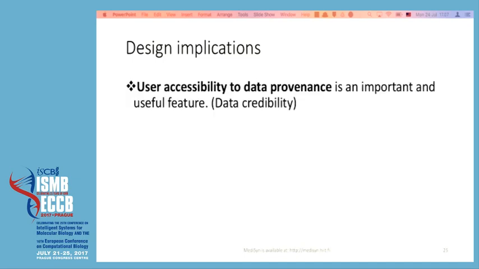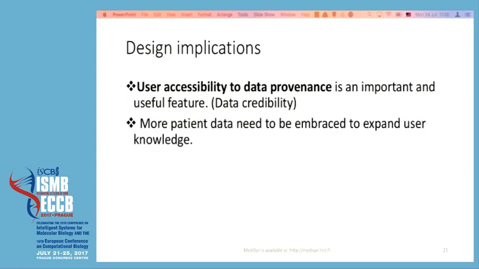And through the experts' feedback, we find the user accessibility to data provenance, like the publication sources, appears to be an important and useful feature of the system. And also more patient data, like patient clinical history or their age and gender, can be embraced to expand user knowledge and support decision.